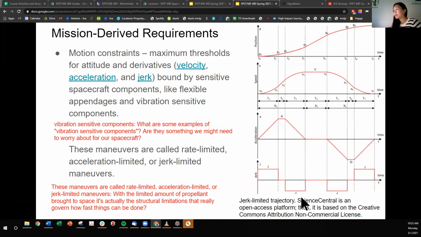Question: with the limited amount of propellant brought to space, it's actually the structural limitations that govern how fast things can move. So yeah, this is a nuanced question that I want to dig into.